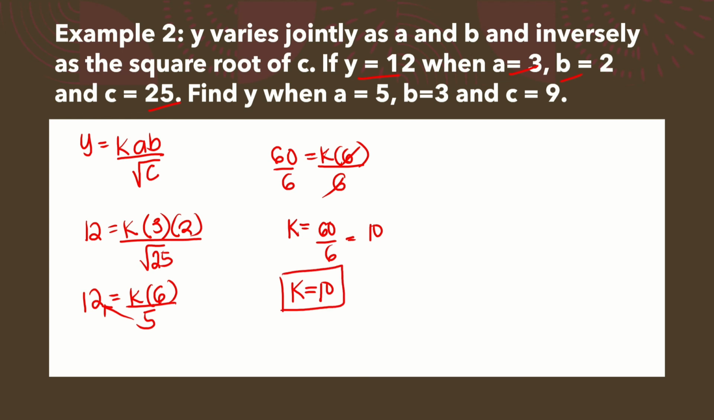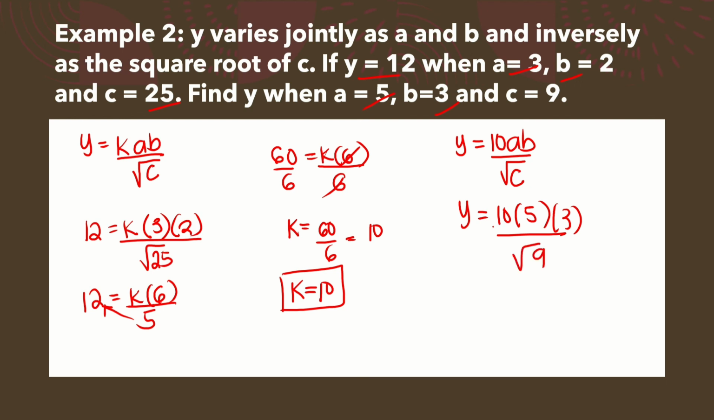Next is we write the equation of variation by plugging in the value of our k, which is now 10. So y is equal to 10ab all over square root of c. Then we can now solve for the remaining information. Find y when a equals 5. So y is equal to 10 times 5 times b, which is equal to 3, all over square root of 9.